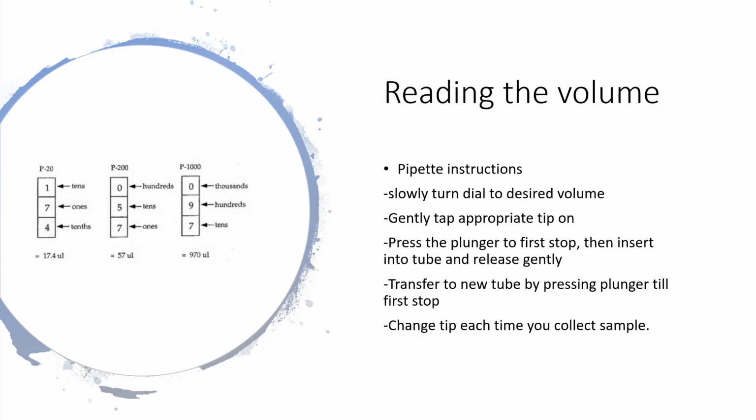Then for your P1000, the decimal is going to be in a different spot. Now the top number is going to be thousands, the middle square is going to be hundreds, and the very bottom square is going to be tens. And then you don't even have the decimal on there. The decimal is going to be down. So if you had 097, that would read 970 microliters. Unfortunately, you won't be able to test these in person, but I believe one day you will be able to.